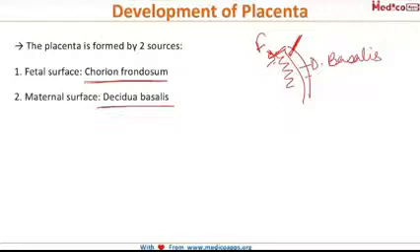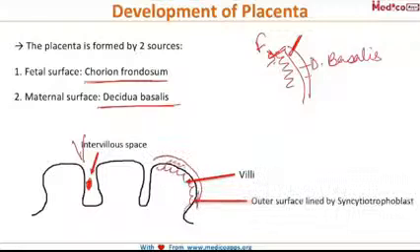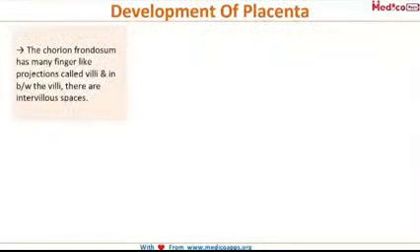of the placenta. As you can see in this diagram, this is our villi, this is the intervillous space. It is here that the maternal arteries come and open, and this is the villi which is lined by the outer Syncytiotrophoblast, which is a multinucleate cell layer, and the inner Cytotrophoblast, which is a single cell layer. Now, this Chorion Frondosum has many finger-like projections called villi, and in between the villi there are intervillous spaces.